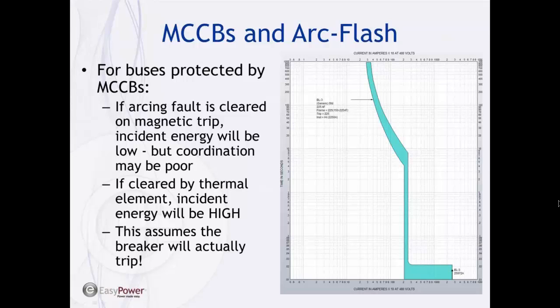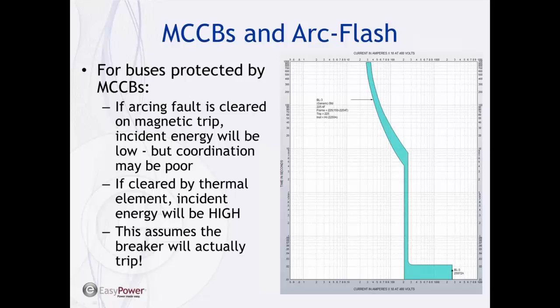Okay, so last little thing we'll cover, we're running out of time here, is the issue of multi-case circuit breakers and your arc flash calculations. An awful lot of your system is protected by multi-case breakers, and so how they perform has a big impact on your incident energy calculations. So almost invariably, if your multi-case upstream breaker is tripping on instantaneous, your arc flash at your protected bus will be low. It may not coordinate very well, but you'll have low arc flash because it's tripping so quickly.